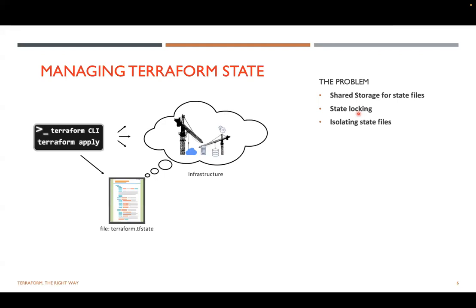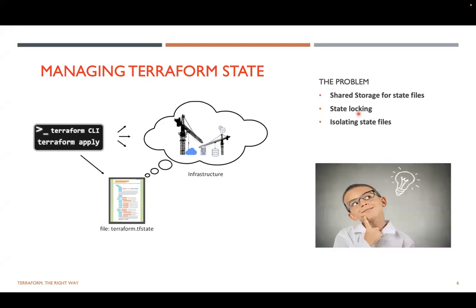The third problem with local state file is isolating your state file. For example, you have different environments, maybe production, dev, staging, and so on like that. You get me now? With local state file, it may be hard for you to achieve some of this isolation in a perfect way. That is what happens here.